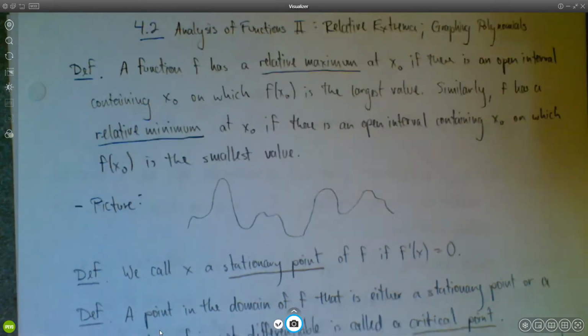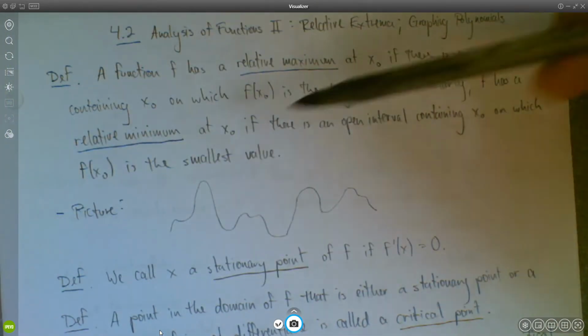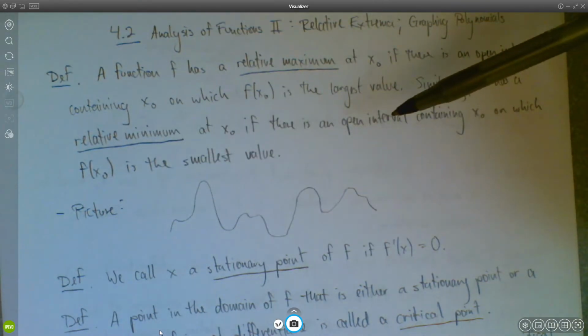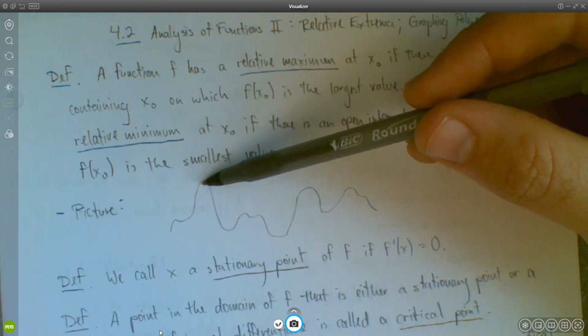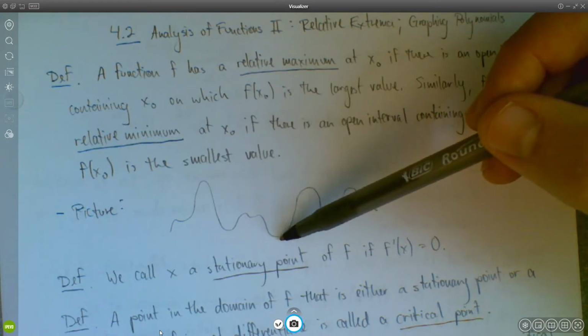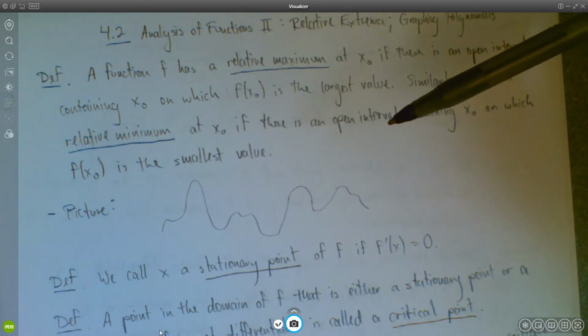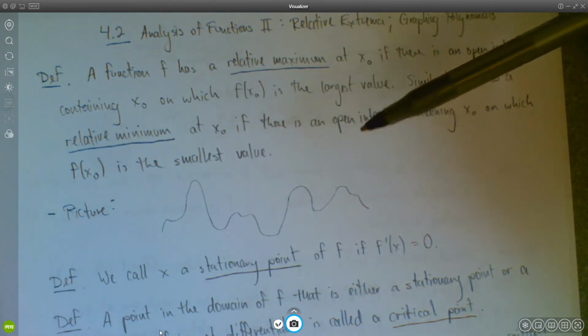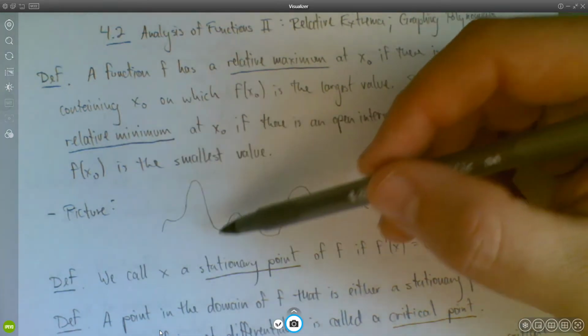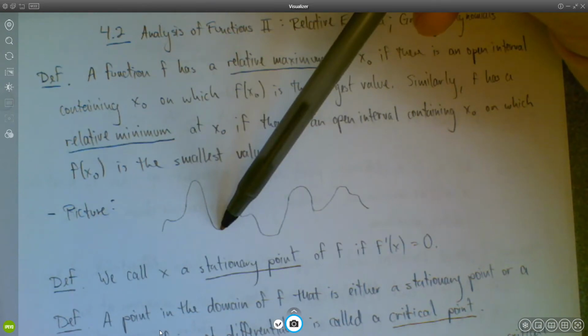So a relative extremum is either a relative maximum or a relative minimum. Okay. Here's a picture. So imagine that you had this really kind of messy function, right? You have all these peaks and valleys. The tallest peak would be the absolute maximum of that function, and the lowest valley would be the absolute minimum of that function.